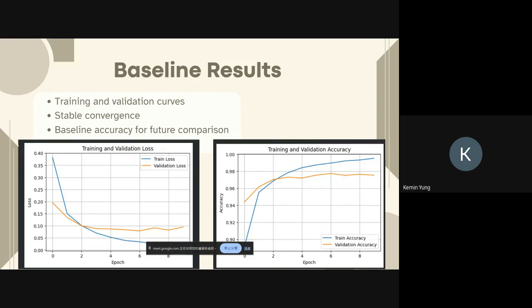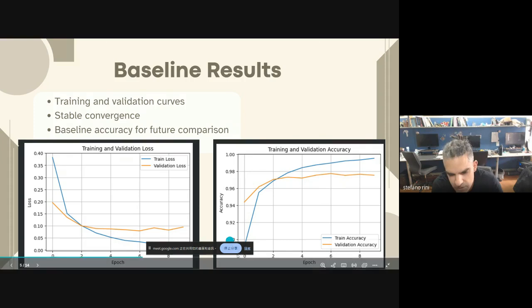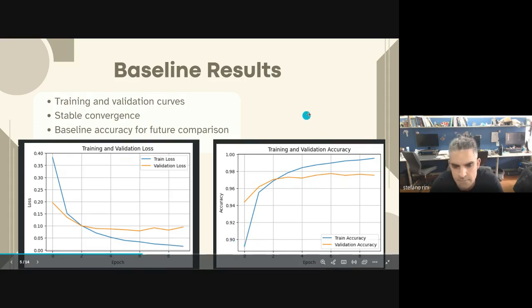This baseline will. Can you close the little tab for the sharing? Oh, yeah, okay. Exactly. Yeah.